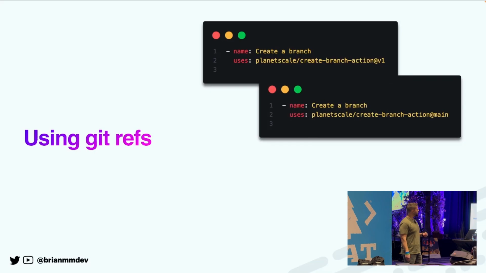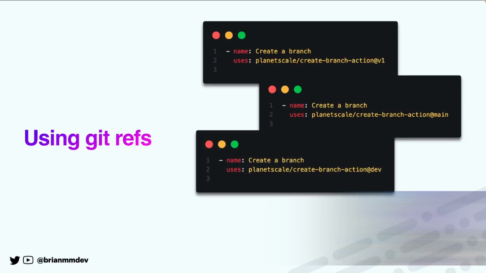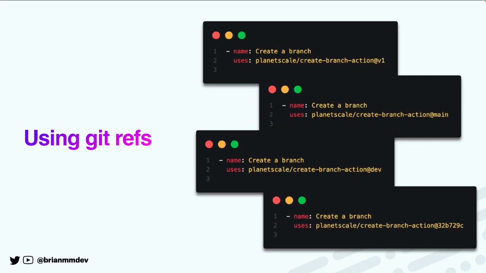Next up, I have create branch action at main, which would pull in the latest version of the main branch. I could use the dev branch if I wanted to, or if I wanted to get crazy specific, I can actually pull in a single individual commit hash. So if you want to find a very specific version of your action and test it out, maybe something started failing and you want to go back and test it out before that to see if an earlier version of your code did work, you can use that approach.